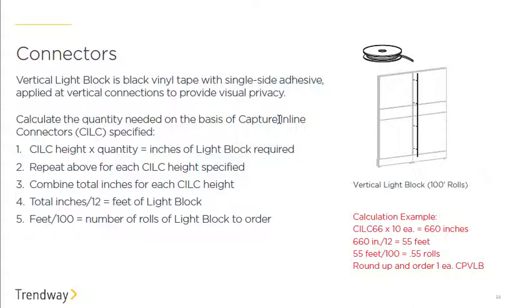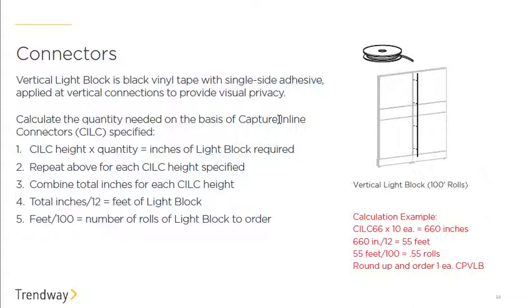And the vertical light block is something that we suggest you always put in your specifications, and that's a black vinyl tape. It kind of hides vertical connections and provides visual privacy. There is a calculation we like to use when using these vertical light blocks. It may seem kind of confusing. You can always reference this and write it down or keep it somewhere off to the side so you always have it on hand.